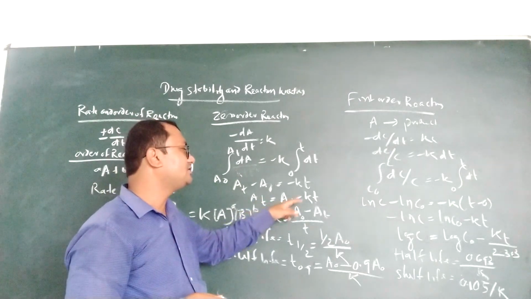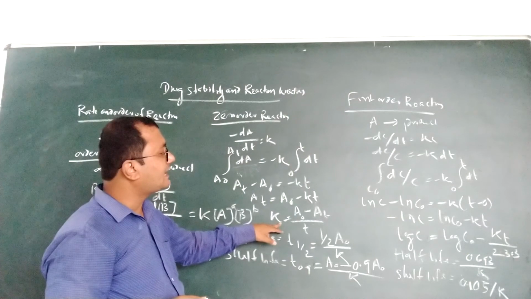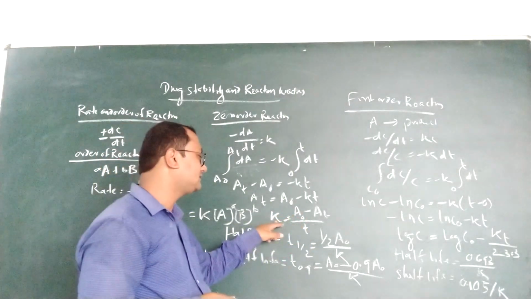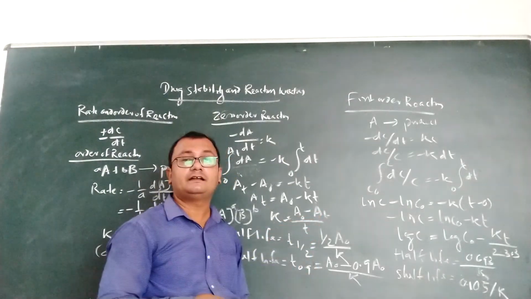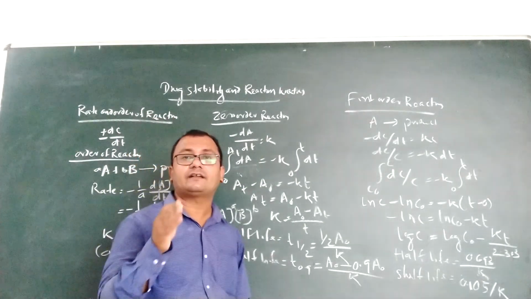Then we can rearrange the equation: At is equal to A0 minus Kt. We can rearrange once again to find the rate constant. To separate the rate constant, we write K is equal to A0 minus At divided by t. This is the final calculation for the rate constant.